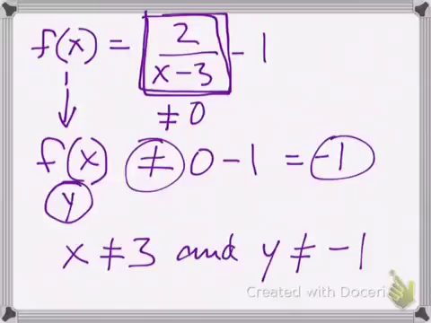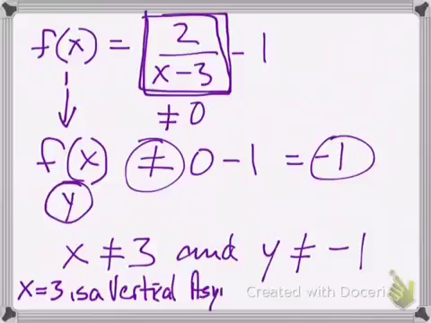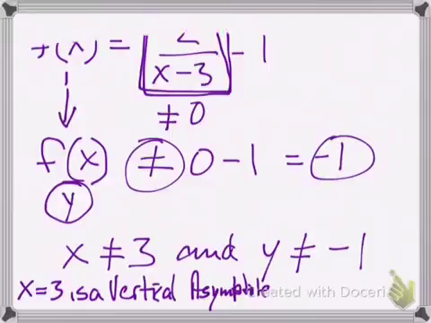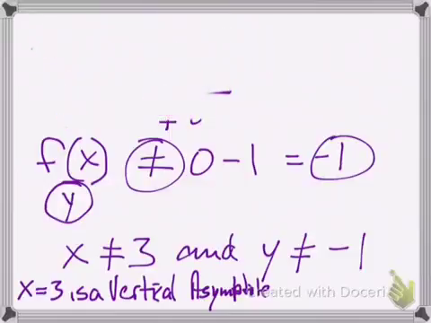Now, what we've developed so far is that x equals 3 is a vertical asymptote, a strange word. Guess what y equals negative 1 is? Y equals negative 1 is a horizontal asymptote.